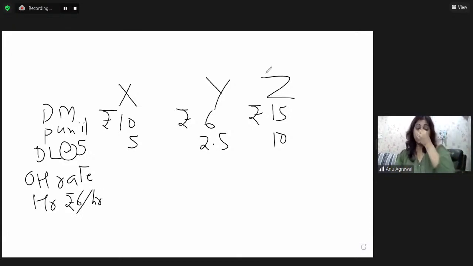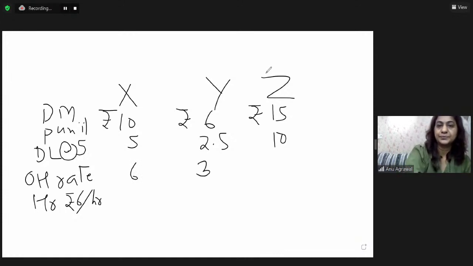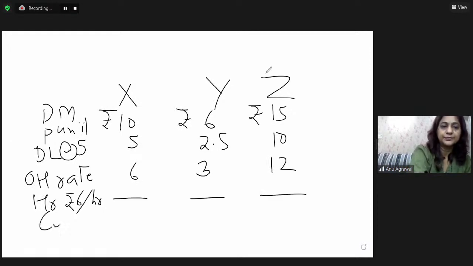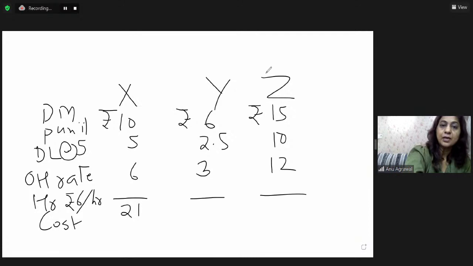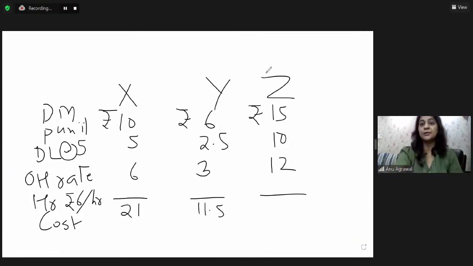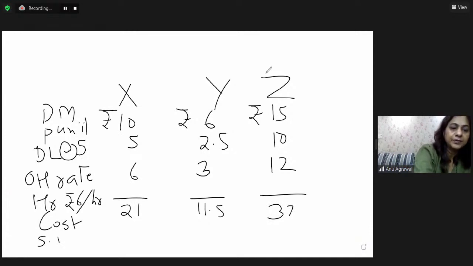Simple. So on X, I spend 1 hour. On Y, I spend half an hour. On Z, I spend 2 hours. I have my cost. So what is the cost here? It is 21. What is the cost here? 8, 9, 10, 11, 11.5. And what is the cost here? 37. I was selling the good.